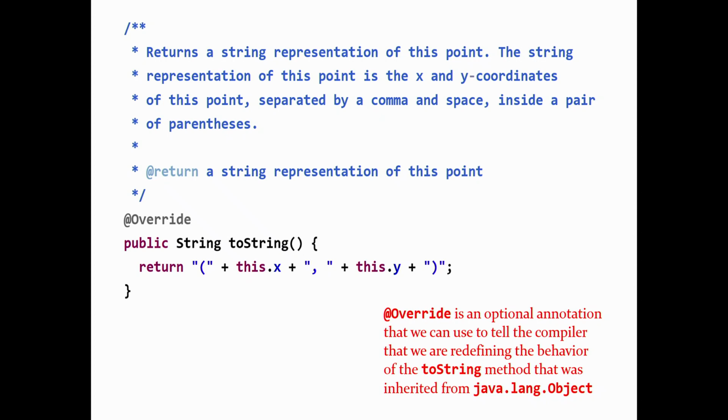So as long as you put in a method that has exactly that header, you will end up replacing the version of toString that you get from object. Now, how do you generate the string representation of a point?